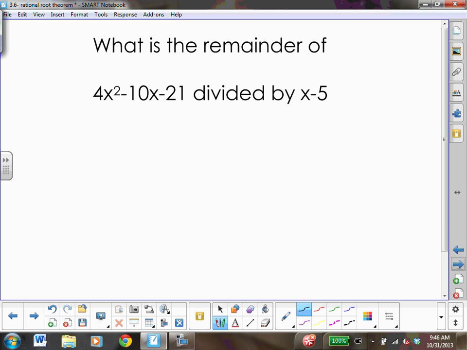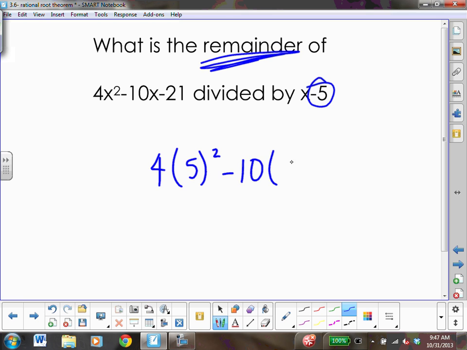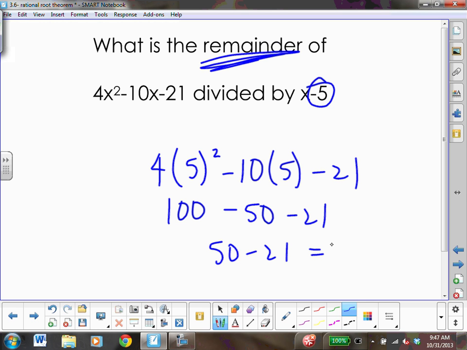For example, what is the remainder of 4x squared minus 10x minus 21 divided by x minus 5? I could go through and do synthetic division to figure out the remainder, but since it only asks for the remainder, all I have to do is plug in the opposite of k, and that will tell me the remainder of the function. 4 times 5 squared minus 10 times 5 minus 21. 5 squared is 25 times 4 is 100 minus 50 minus 21. 50 minus 21 is 29. So the remainder is 29, and technically, remember, we expressed that as 29 over x minus 5.